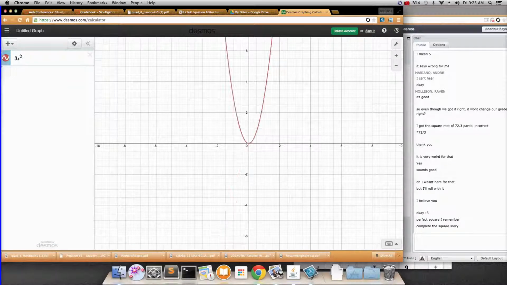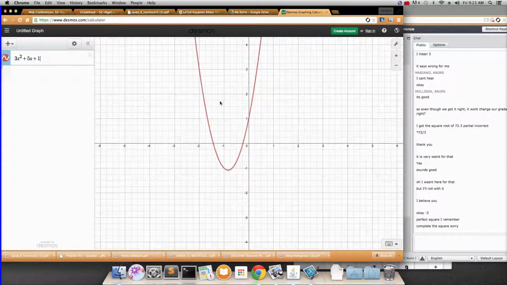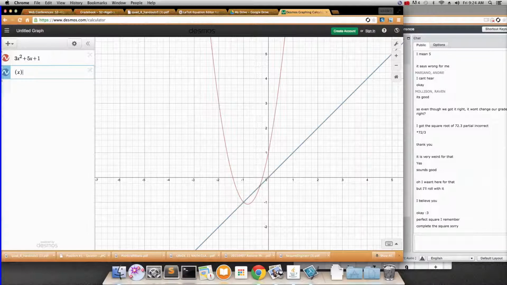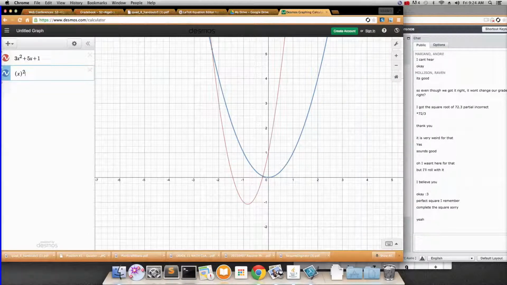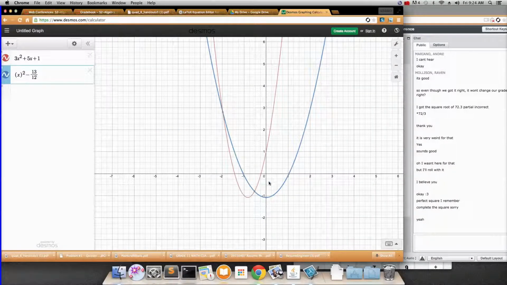I had 3x squared plus 5x plus 1 as my graph, and if you take a look at that graph, now I'm going to make a new graph. If my new graph matches up exactly with the old graph, then it's the same equation. So I had x squared. What I said was, my new graph had a minus 13 over 12 in there, which is cool because look, the blue graph all of a sudden moved down to the same exact height as the red graph, which is the one we're trying to match up.